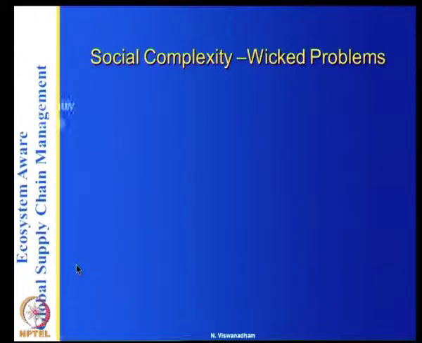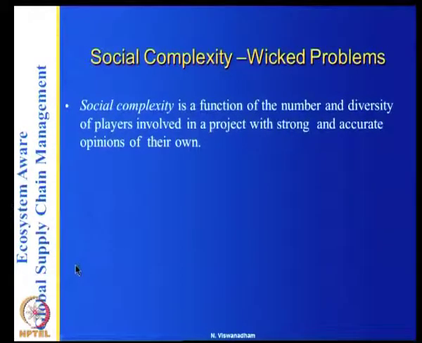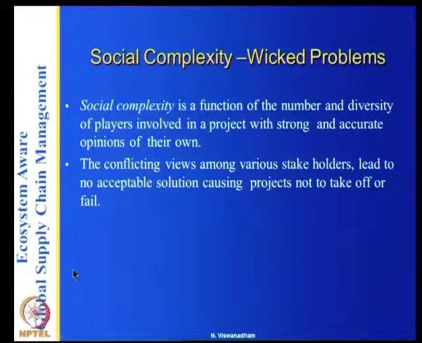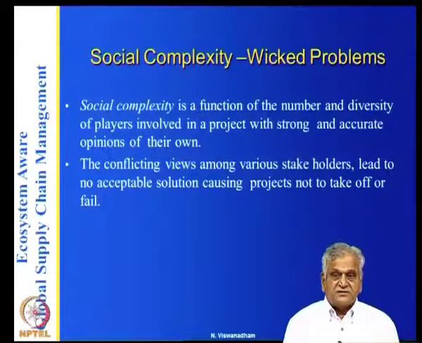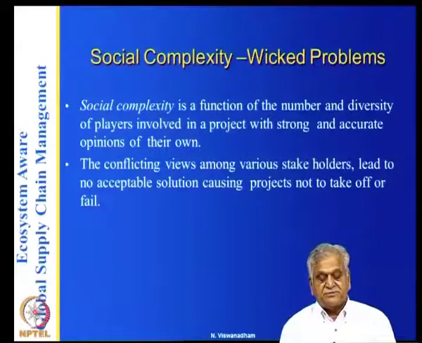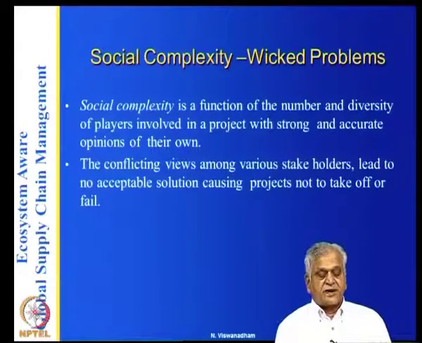Let's look at social complexity. Social complexity is a function of the number and diversity of players involved in a project with strong and accurate opinions of them. So, I mentioned in the Tata Singur case, there are 5 or 6 partners, each having their own opinions, and each is right. And the conflicting views among various stakeholders lead to no acceptable solution, causing projects not to take off.